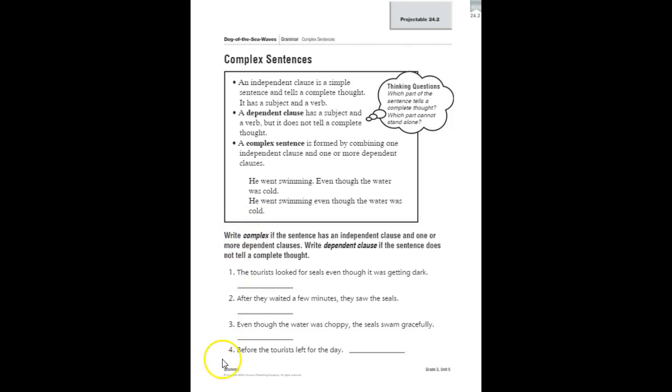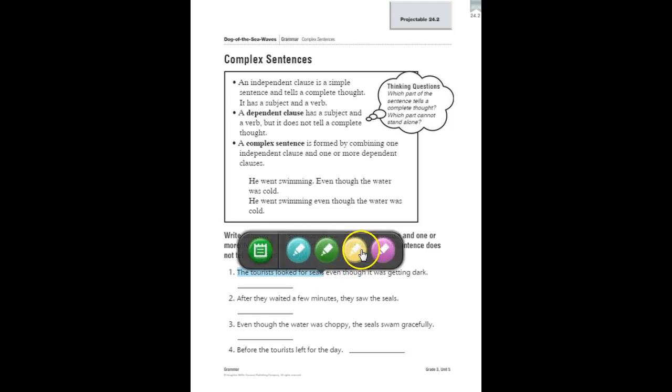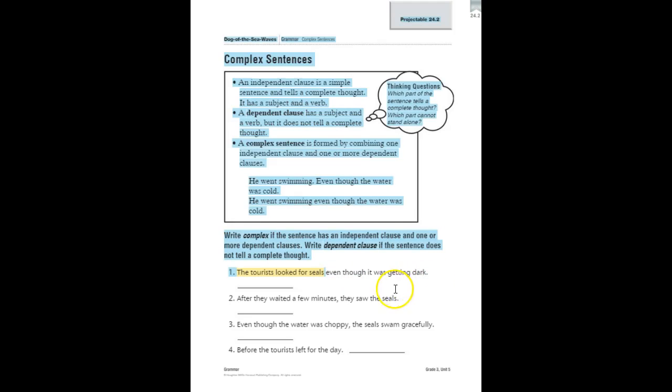So we're going to talk about which one of these examples is complex and which ones are dependent. Remember, dependent clauses do not tell a complete thought. Let's do the first one. The tourist looked for seals even though it was getting dark. This is a complex sentence. We have the tourist looked for seals. This is our independent clause. And then we have even though it was getting dark, which is our dependent clause. It can't stand alone. So this would be complex.